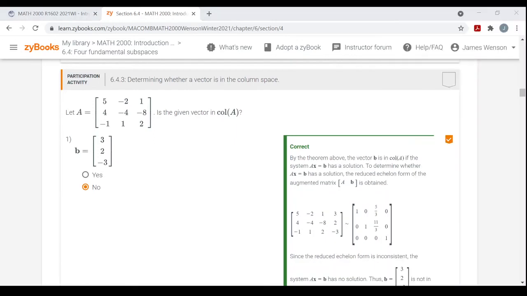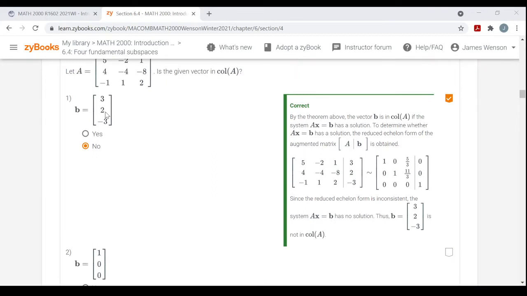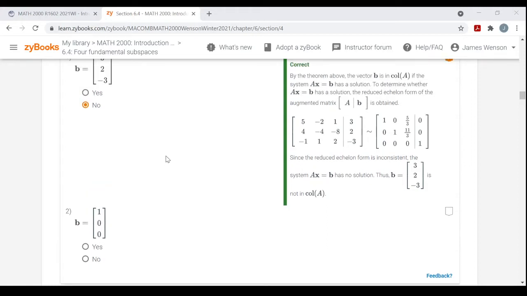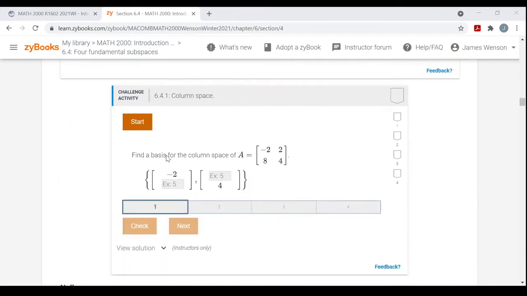And then you would do something similar for this. Just change the 3, 2, and -3 in the matrix in the calculator there to 1, 0, and 0, and then do it again. Put it in reduced echelon form, and see if there's a solution or not.